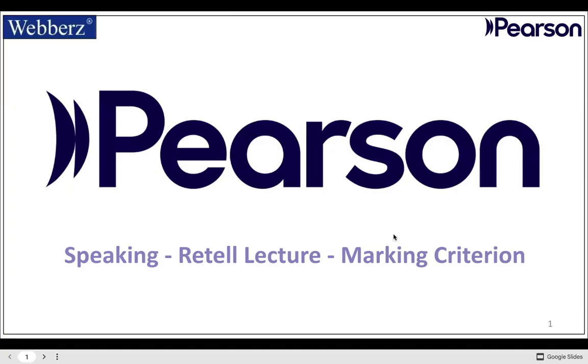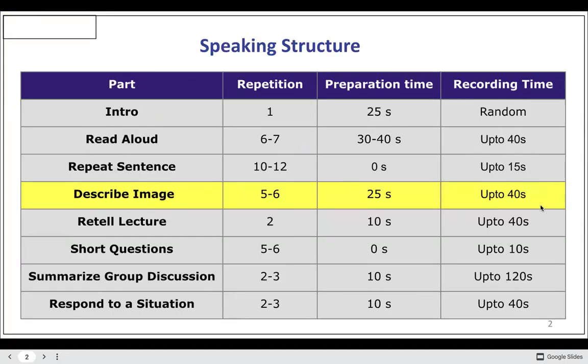PTE Academic Speaking Retell a Lecture Marking Criteria. The speaking structure: Retell Lecture is repeated 5 to 6 times. Preparation time is 25 seconds and the recording time is up to 40 seconds.